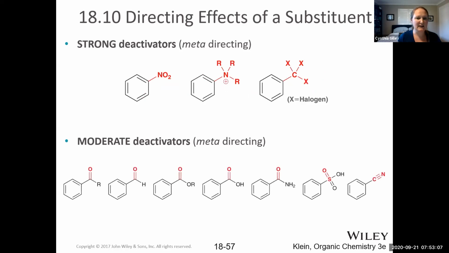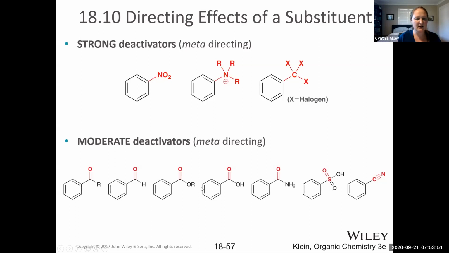Okay, let's talk about the deactivating groups. We talked about the fact that the nitro group is a strong deactivating group, but there are others as well. Look at this carbon with 3 halogens, like CCl3 or CBr3. Those have cumulatively, because there's 3 electron withdrawing groups attached to this carbon, a very powerful inductive withdrawing effect, and they end up in the strong deactivating category. Also, a nitrogen with a positive charge is powerfully withdrawing electron density out of the aromatic ring to try to satisfy this positively charged nitrogen.